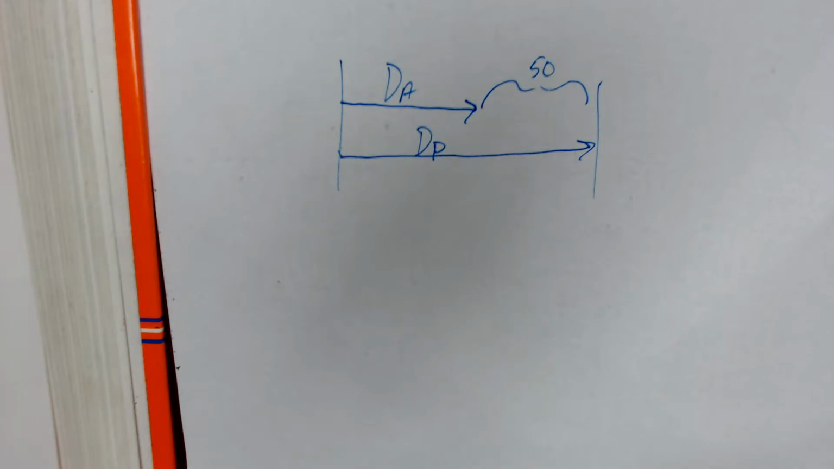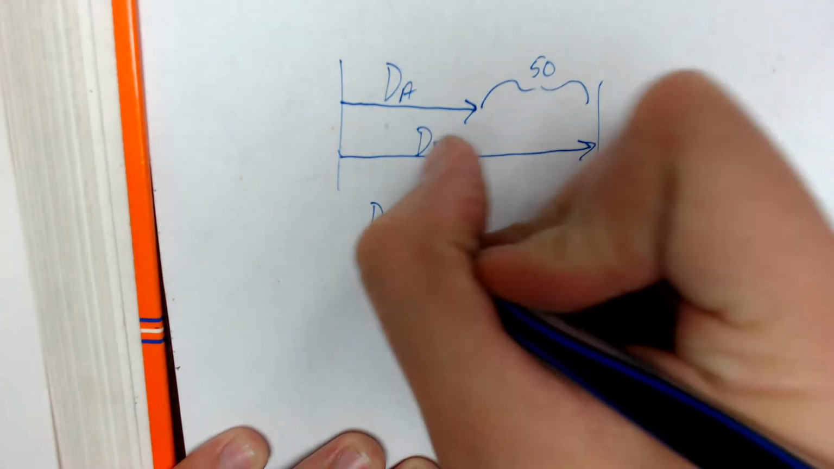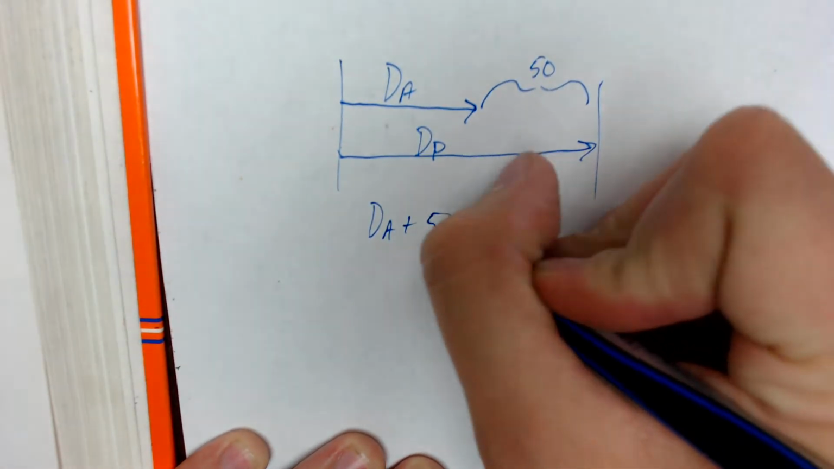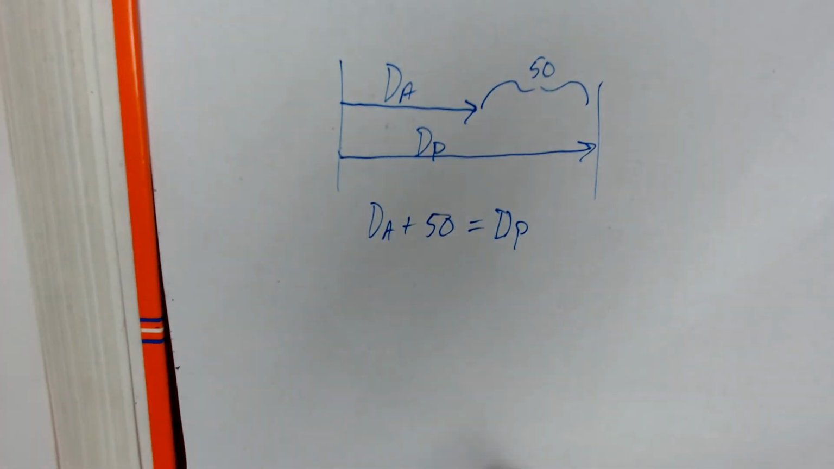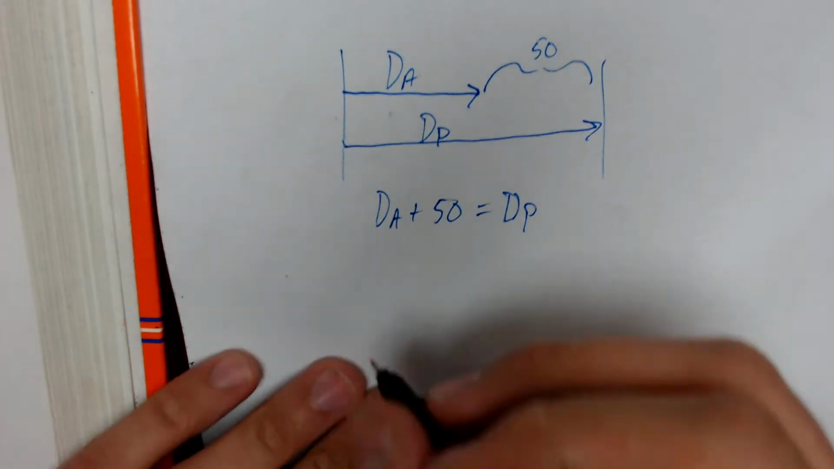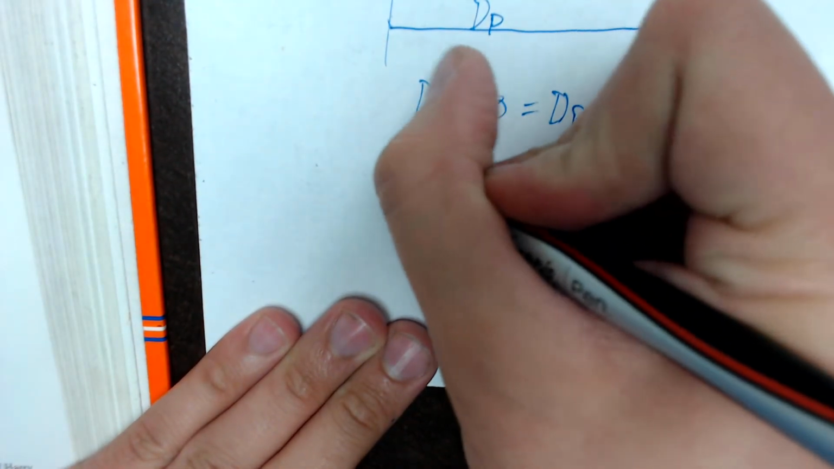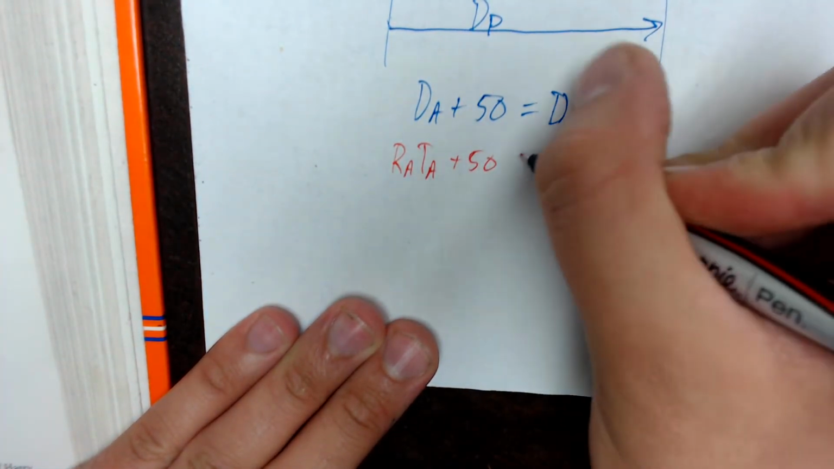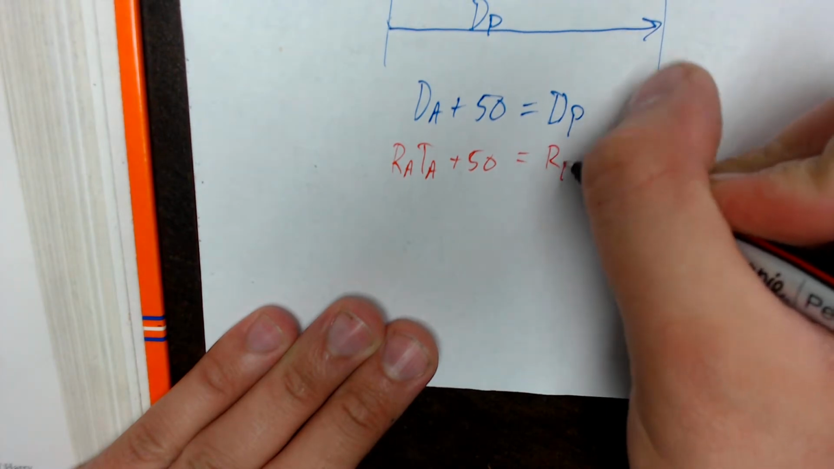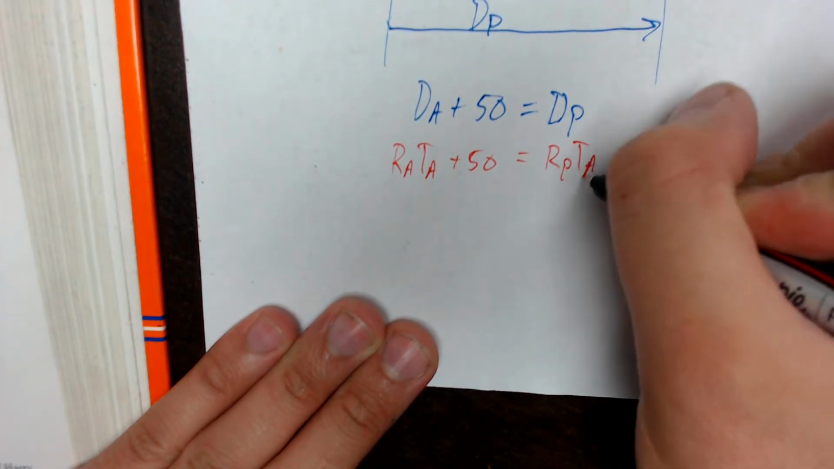So we'll start by writing the distance equation, which is going to be distance of Achilles plus 50 is going to equal the distance of Patroclus. And then after we're done writing our equation, we're going to substitute in for rate and time. So this will be rate of Achilles times time of Achilles plus 50 equals rate of Patroclus times time of Patroclus.